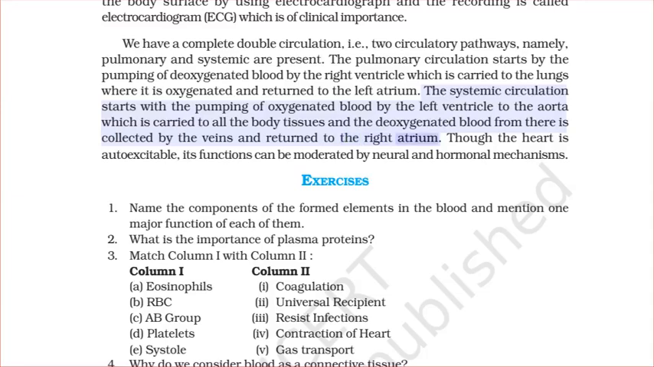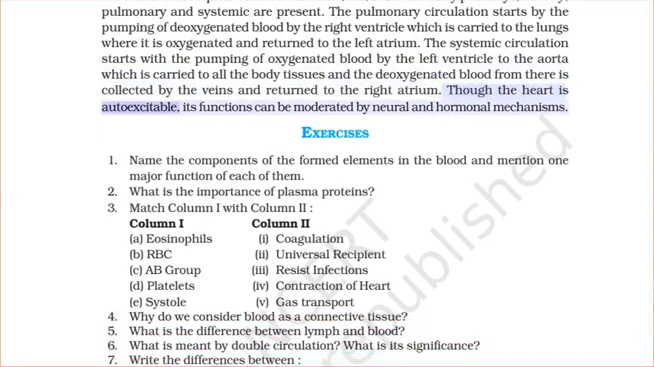Though the heart is autoexcitable, its functions can be moderated by neural and hormonal mechanisms.